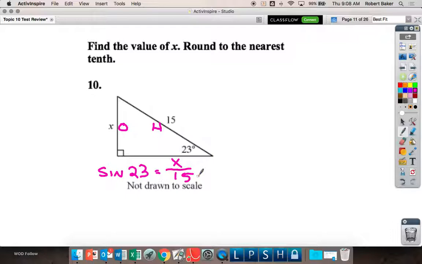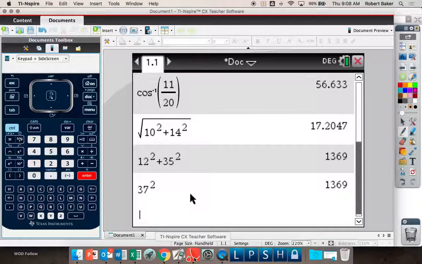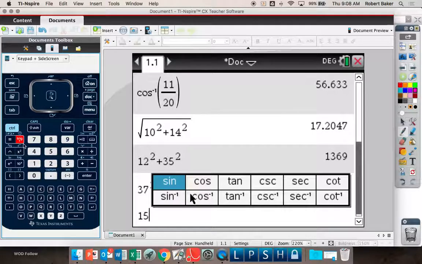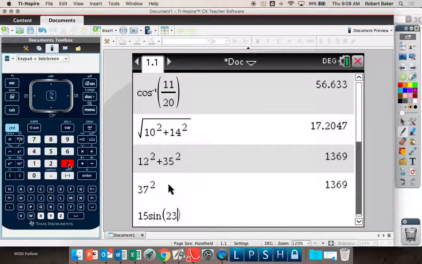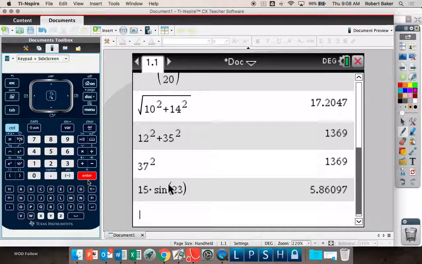Again, we got a number in the denominator. What happens to that number? He goes to the front and takes the last cookie. He cuts in line. 15 sine 23 is equal to x. Go to my calculator and type that in. 15 sine 23. Nearest whole number, 6.